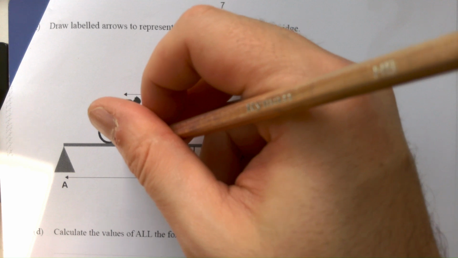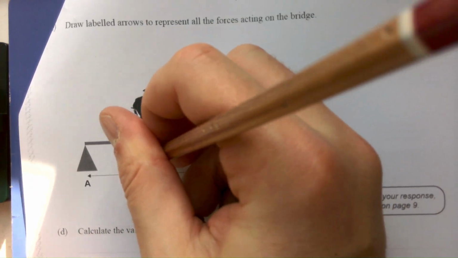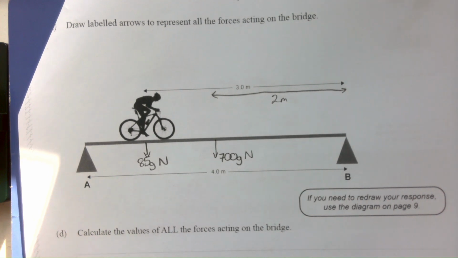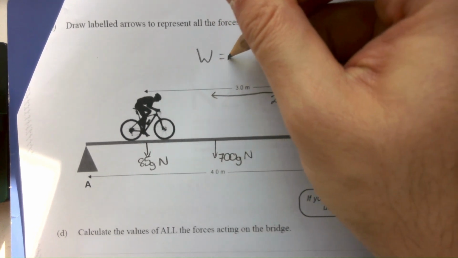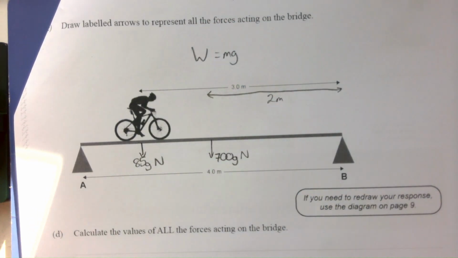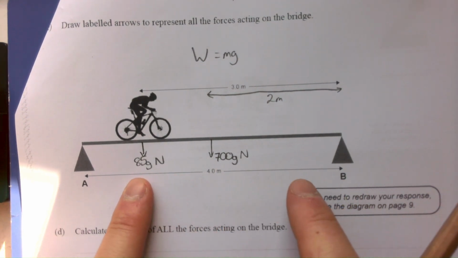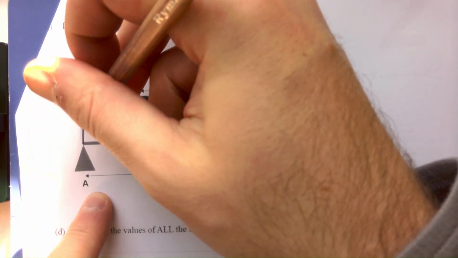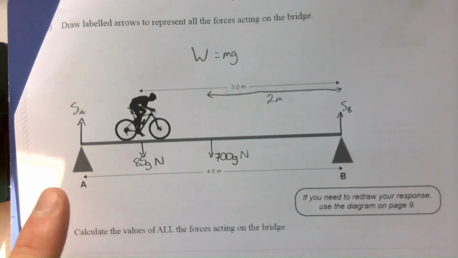We then got the cyclist, and they had a mass of 85 kilograms when combined with their bike. So I'm not writing it in newtons, it's just 700 lots of g, remembering that weight is mass times gravity. Now we've said that there are no net forces acting on this bridge, and so there must be something pushing up, and we've got these two support forces, SA and SB. We don't know how big they are, so we're not going to do that.